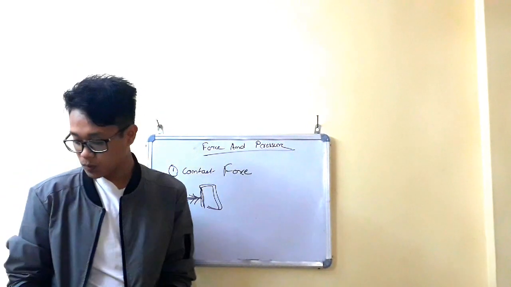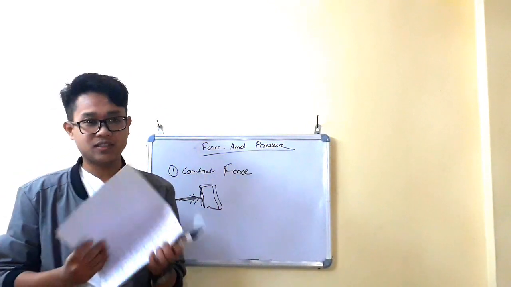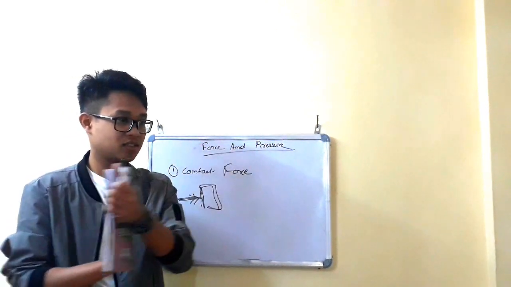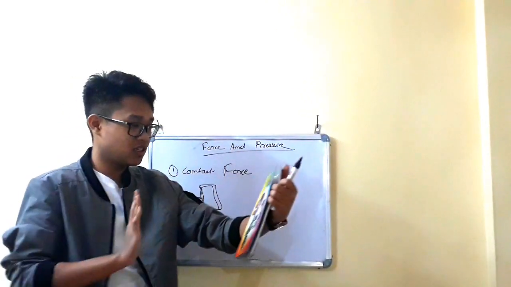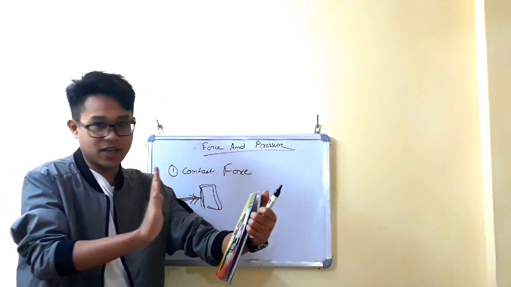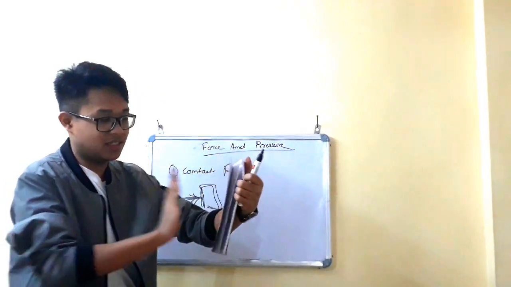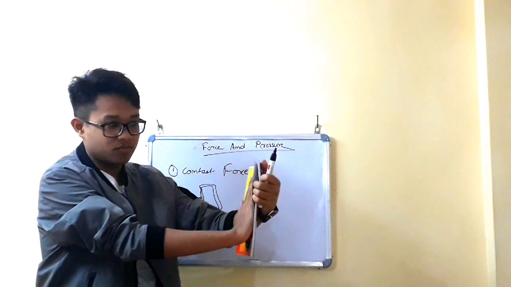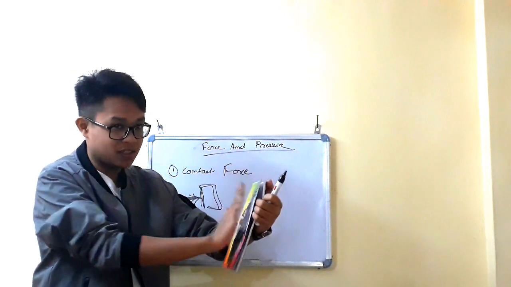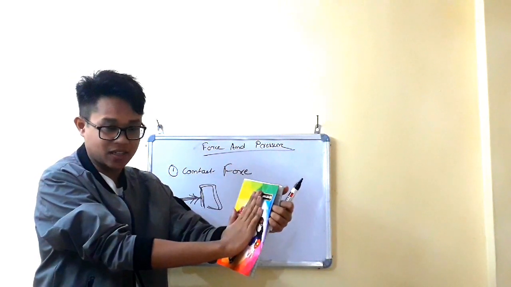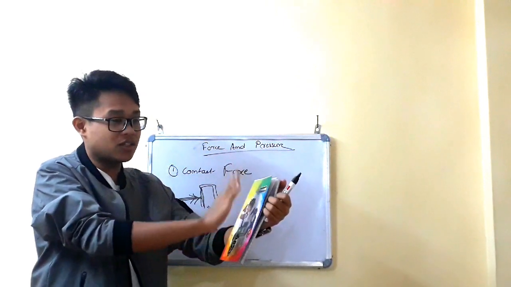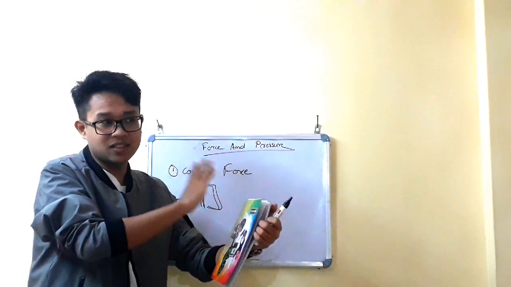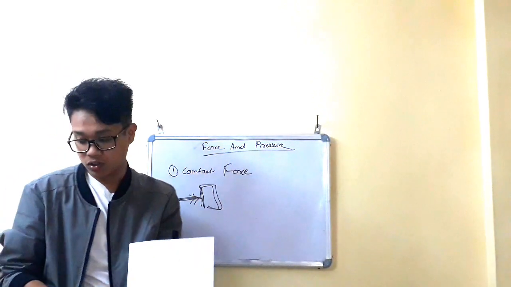For example, as I'm moving this copy like this, right? So my hand, I'm applying the force with my hand, and this copy is moving in the direction. So here my hand and the copy are being touched, right? So this is called contact force. When the object and the force applied touch each other, then it is called contact force.